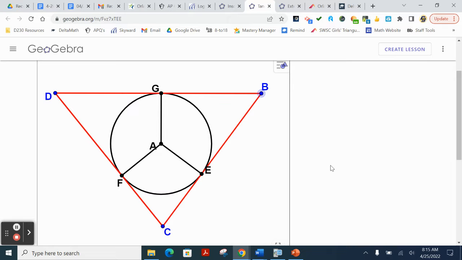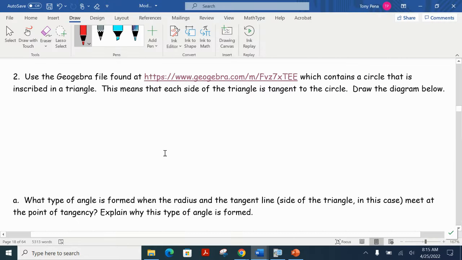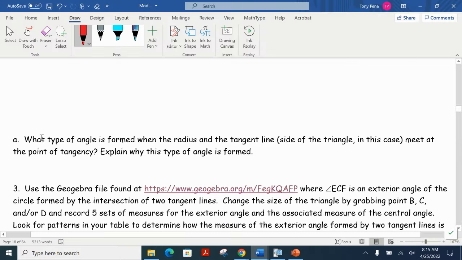In letter A, what type of angle is formed when the radius, so I'm going to do this radius right here. I'm going to talk about the radius drawn from A to G. And the reason I drew it this way, do we agree A to G appears to be a vertical line going straight up and down? All right, so it says, what type of angle is formed when the radius and your tangent line meet?